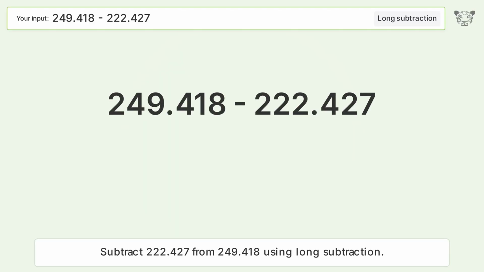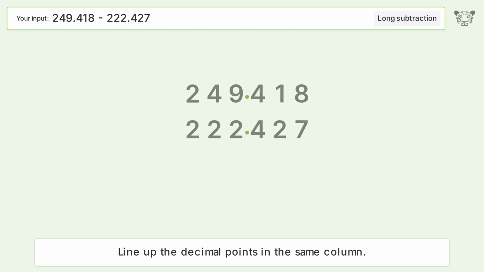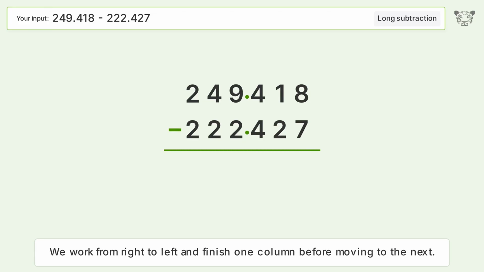Subtract 222.427 from 249.418 using long subtraction. Line up the decimal points in the same column. We work from right to left and finish one column before moving to the next.